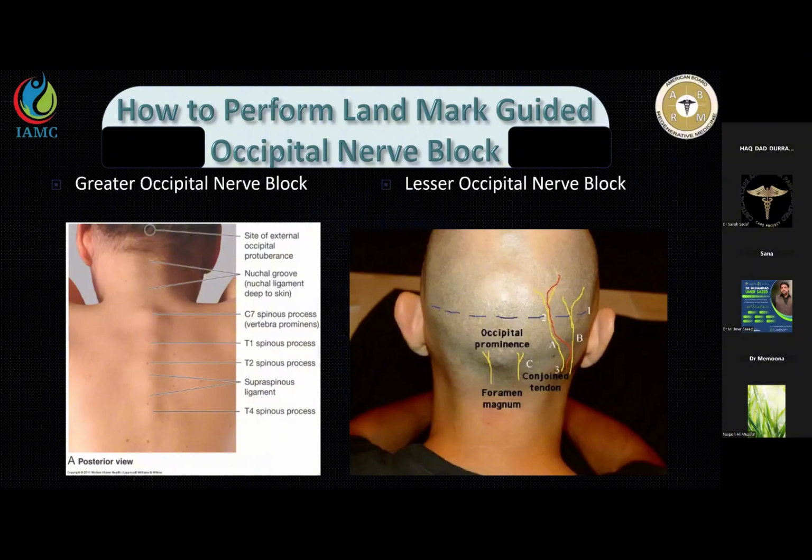If you draw a straight line at your back, there is a protuberance just at the downside of your neck. That is the C7 spinous process, and you go above that, and where the hair starts, there is the occipital protuberance.